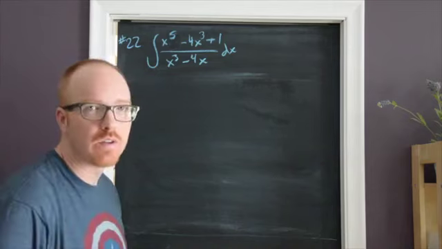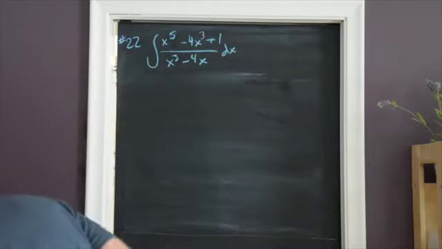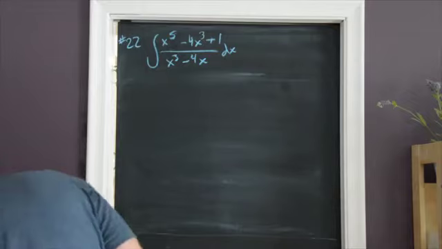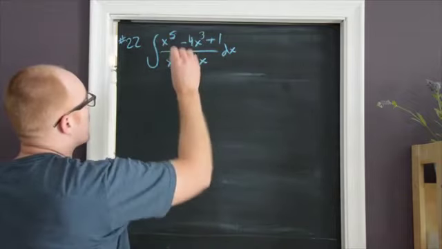I already took the liberty of doing the long division for you. So what you get is x squared plus 1 over x to the 3rd minus 4x.